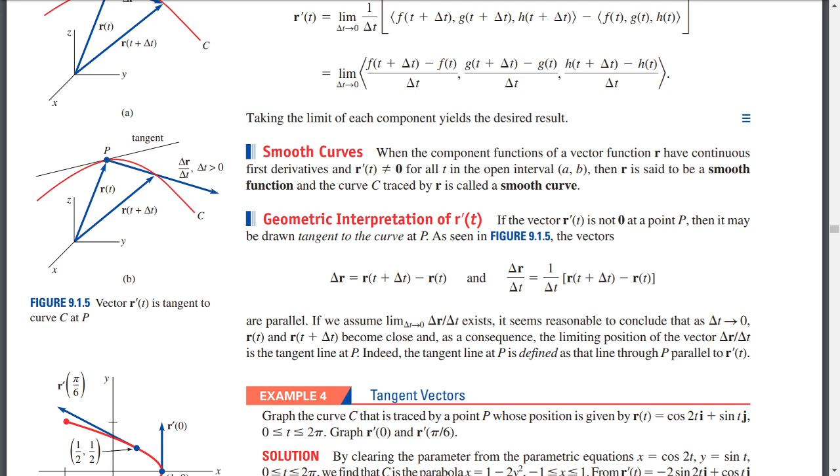So what is the condition for a smooth function? The condition is that the vector function r of t must be continuous and it should have a non-zero derivative for all t in the open interval a b. Then we say that the function is smooth and the graph corresponding to that function is called the smooth curve.